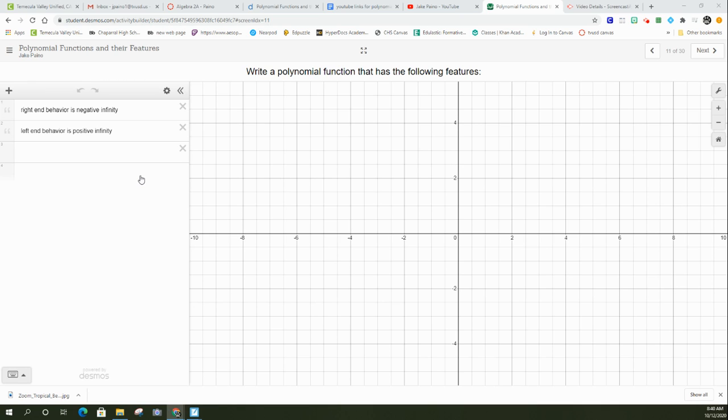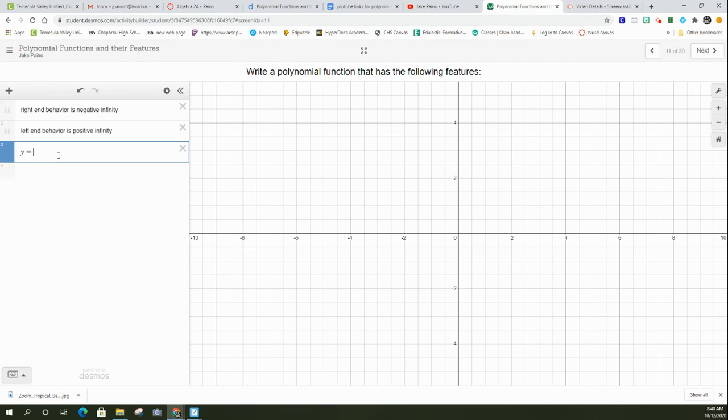Continuing on in the Desmos activity here, this video will cover slides 11 through 24. So here it says write a polynomial function that has the following features. Okay, so it says the right end behavior is negative and the left end behavior is positive. So those are going in opposite directions.